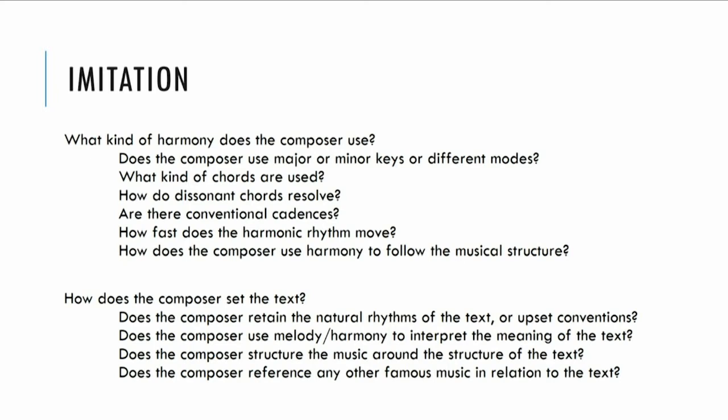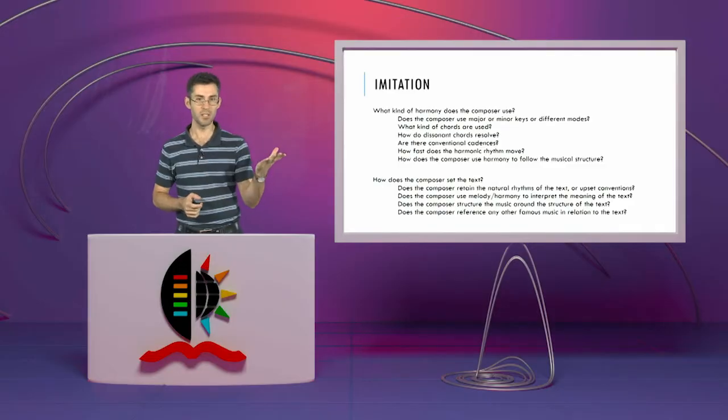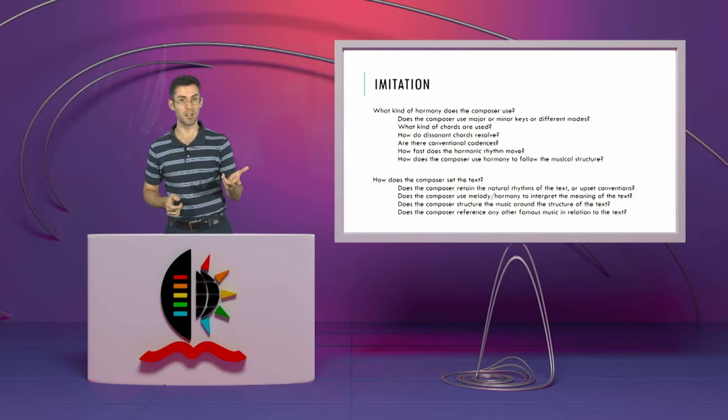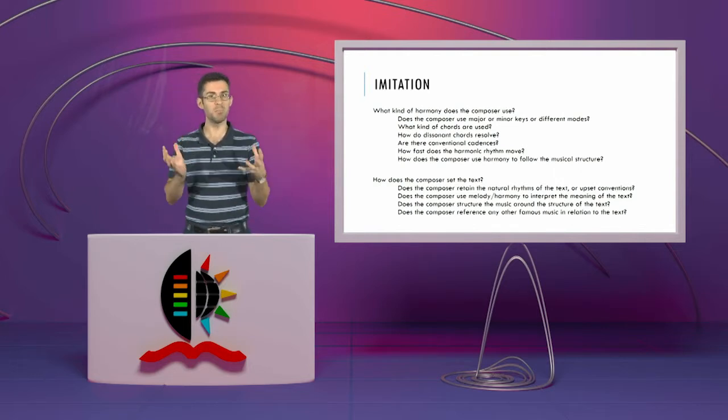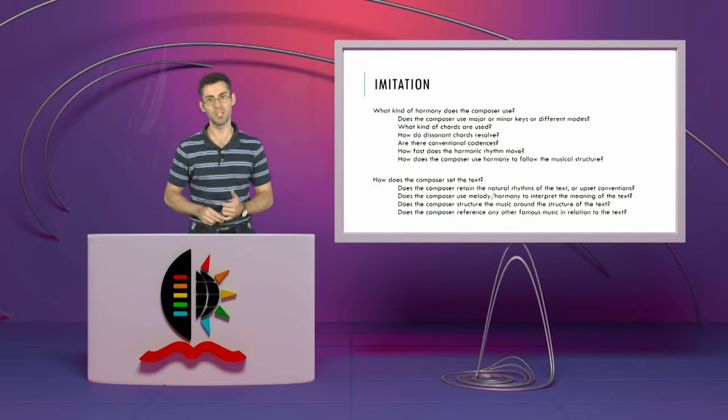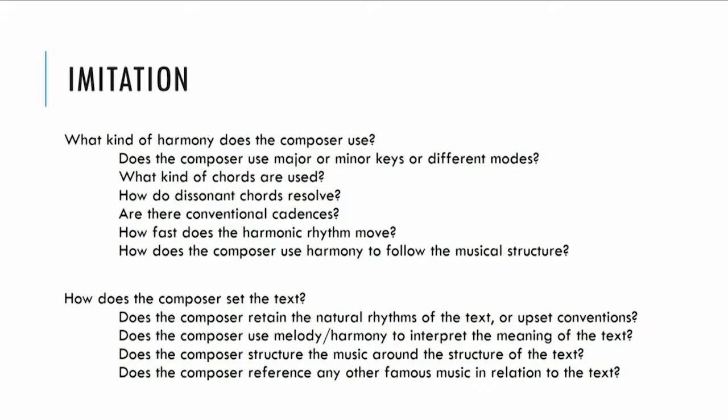What kind of chords are used? Are they simple triads, or are they quartads and quintads? Are they 7th, 9th, 11th, and 13th chords? If there are, how are they used? Are there any chromatic chords that are used? Because that gives a kind of a spice to the music which isn't there if we just use major and minor chords. How are dissonant chords resolved?